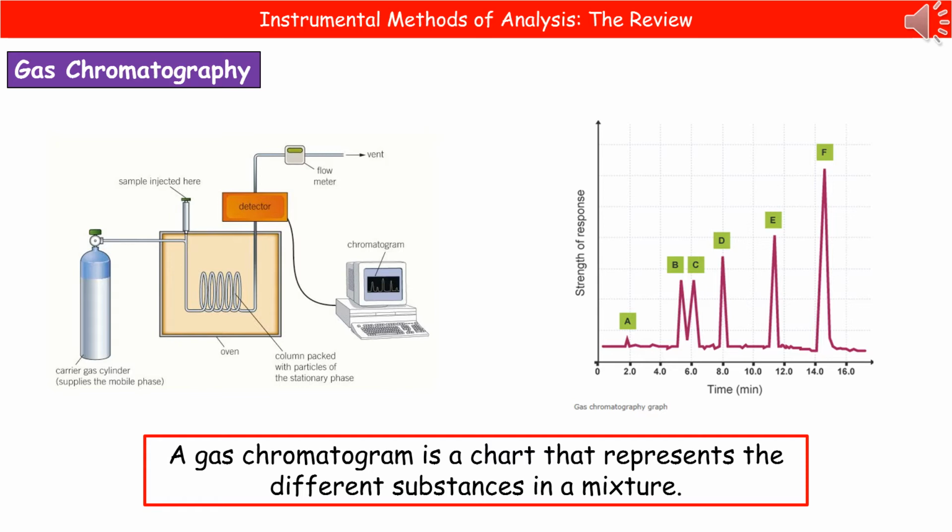As it then comes out the other side, it's picked up by the detector. Depending on the speed at which those particles have moved through the stationary phase is going to determine when they come out the other side and therefore when the detector picks them up. The detector is then put onto a computer screen, and that's where we see our chromatogram, which is our little graph that shows us what we've got present. So I've given you an example chromatogram on the right there.